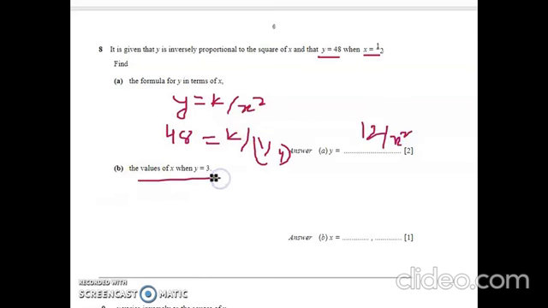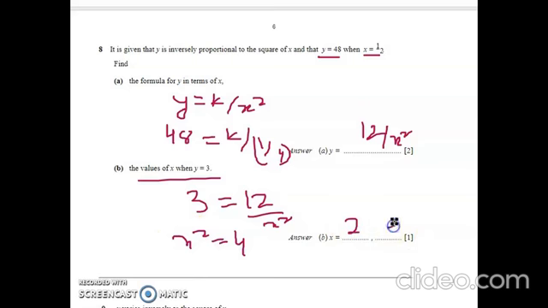Find the values of x when y is equal to 3. Okay, 3 is equal to 12 over x square. X squared is equal to 12 divided by 3, that is 4. So the values will be 2 and minus 2.